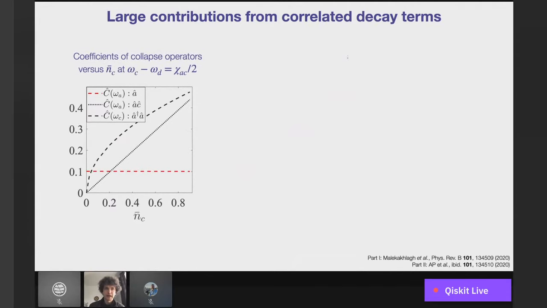So to further characterize this aspect, we have noted there are these large contributions from the correlated decay terms. If we plot the relative sizes of the terms in the master equation, the coefficients of each of these terms in the collapse operator versus the n bar at the specific detuning corresponding to readout, we would find that they quickly exceed the coefficient of the A collapse operator, which is the one responsible for this Purcell decay. If you vary the readout drive from 0 to 1 photons, they will exceed it by large factors. And now I'm just going to pick a value of n bar equals 0.5, which is a small value, and show you what the issue seems to be.